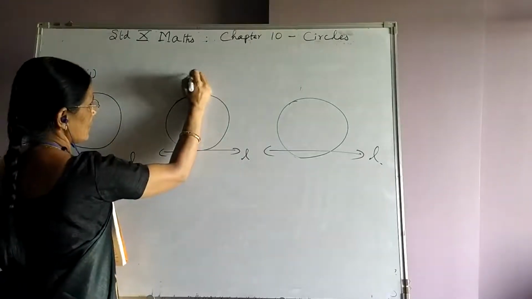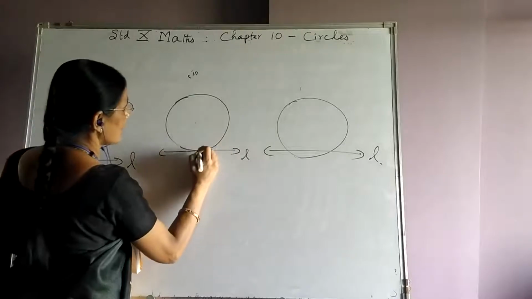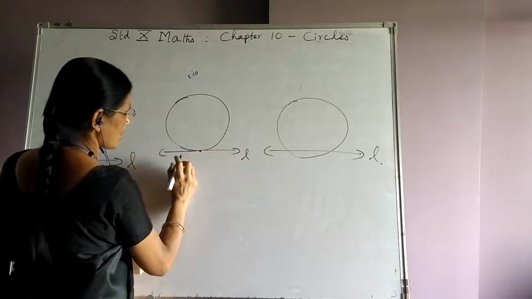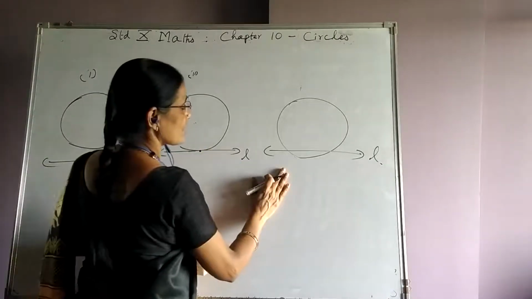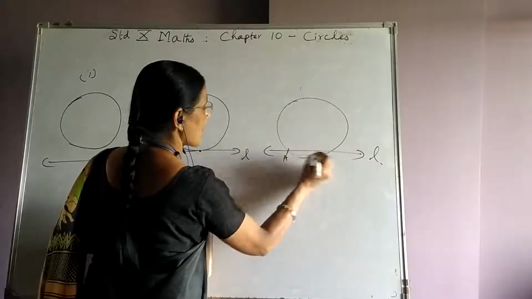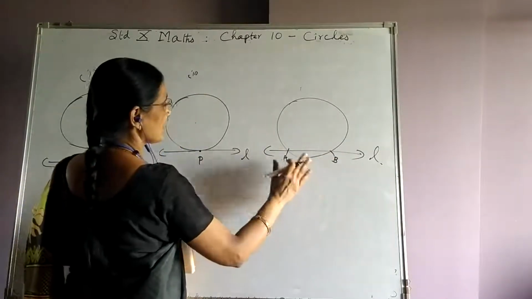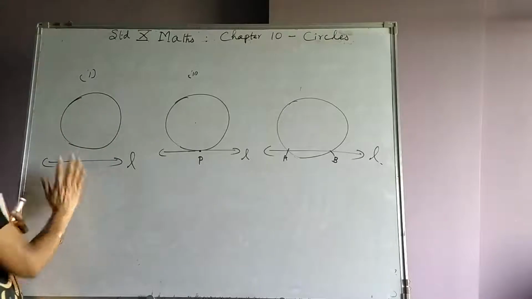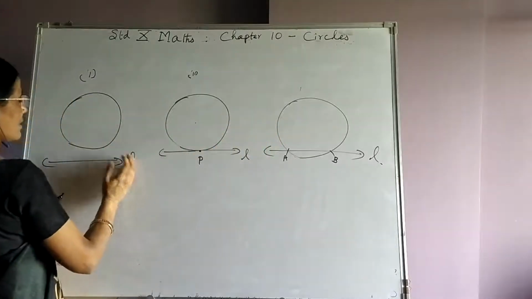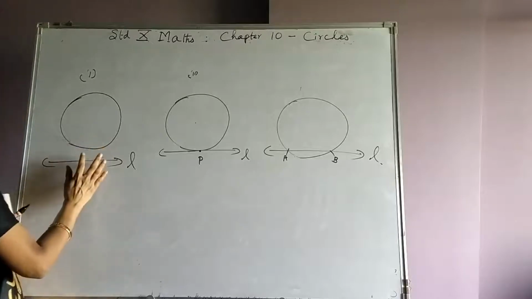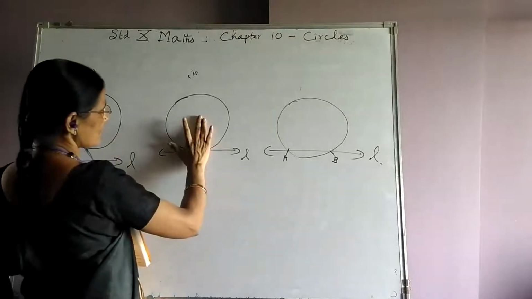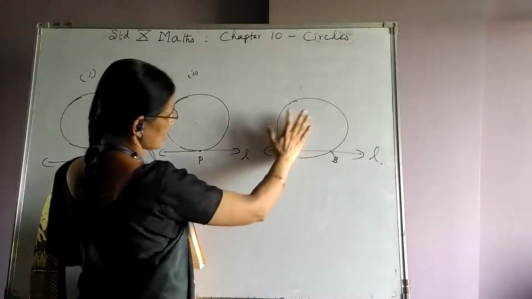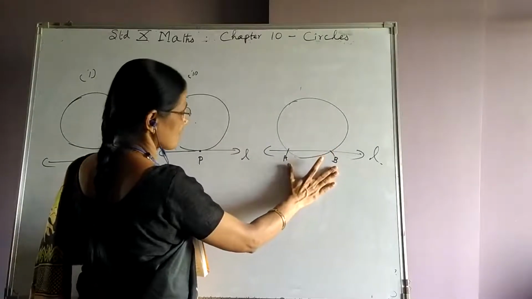The second case is the line may intersect the circle at only one point. You can see the line intersects the circle at only one point. This is the second case. The third case is the line may intersect the circle at two distinct points. So these are the three cases. When a circle and a line are given in the same plane, there exist three possibilities. The line does not intersect the circle, or we say the intersection is a null set. The line intersects the circle at only one point, we say the intersection is a singleton set. The line intersects the circle at two distinct points, called a doubleton set.